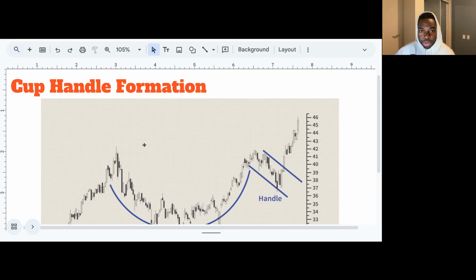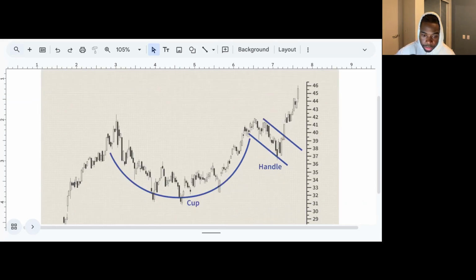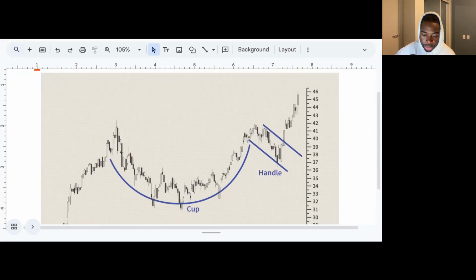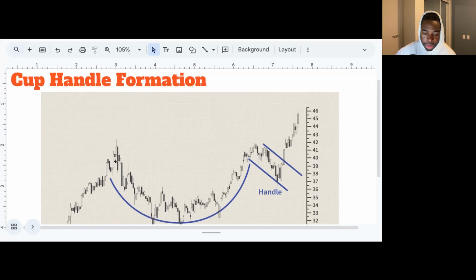Ooh, here we're getting into the pretty serious chart patterns. A cup and handle. A cup and handle. Okay, so a cup and handle is a chart pattern that shows up in a bullish setting. So this could be on any time frame. People always ask me, is it on the 1 minute? Is it on the daily, the weekly? No, it can show up on any time period.